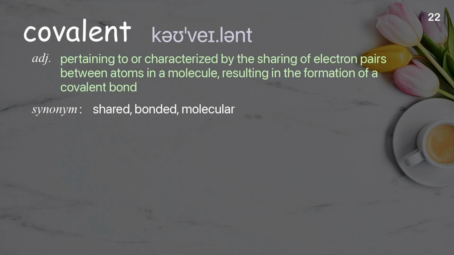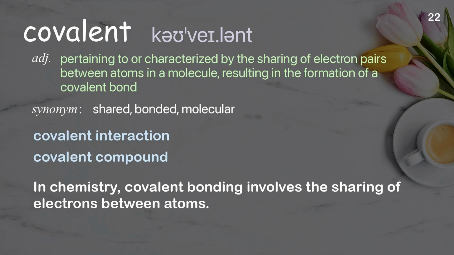Covalent. Pertaining to or characterized by the sharing of electron pairs between atoms in a molecule, resulting in the formation of a covalent bond. Examples: Covalent interaction. Covalent compound. In chemistry, covalent bonding involves the sharing of electrons between atoms.